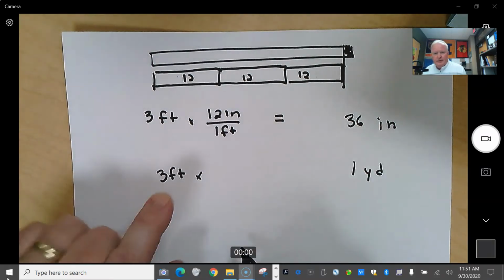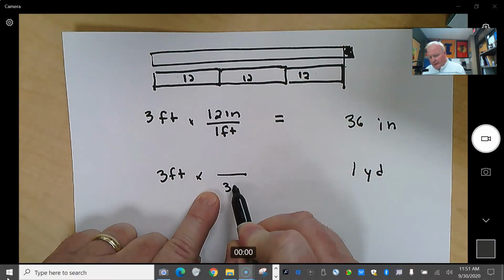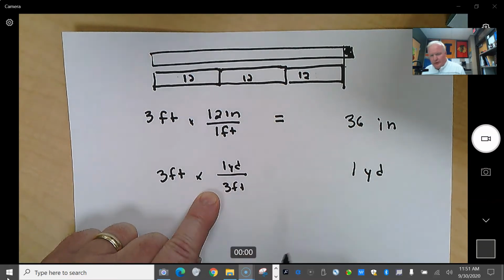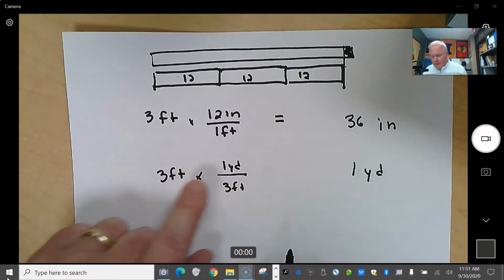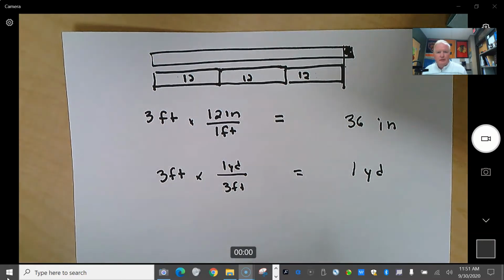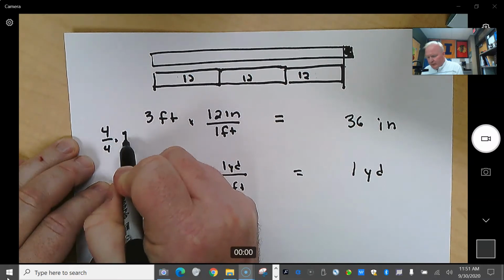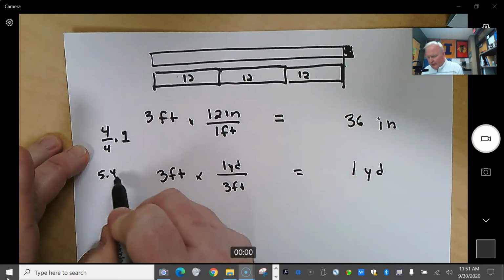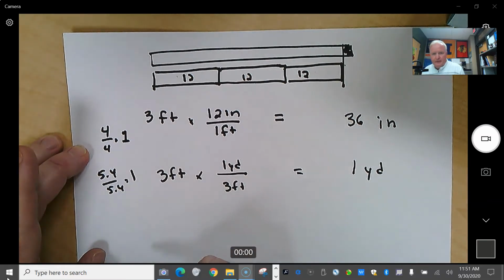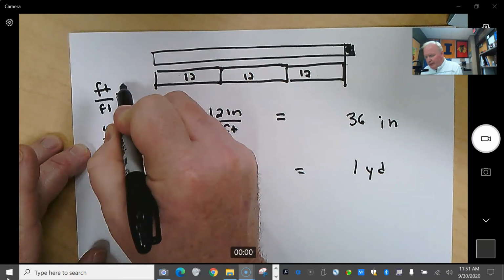In here, when I do 3 feet equals 1 yard, you would say to yourself, wait a second, I know that there are 3 feet in every 1 yard. And so 3 times 1 divided by 3, and I get 1. This is the beginning of how we're going to learn to make conversion factors. The reason we know we can do it is that 4 divided by 4 equals 1, and 5.4 divided by 5.4 equals 1. So what we need to remember is that a foot divided by a foot equals 1.